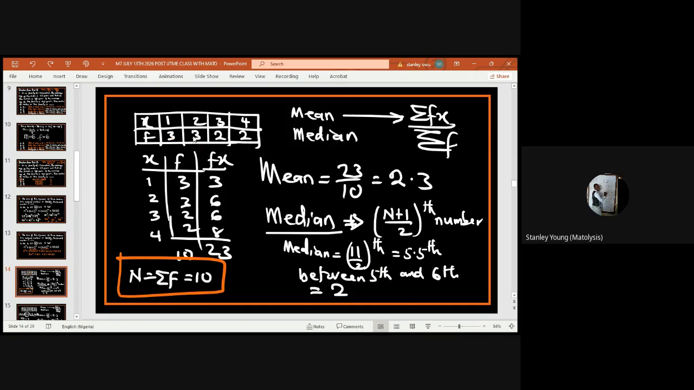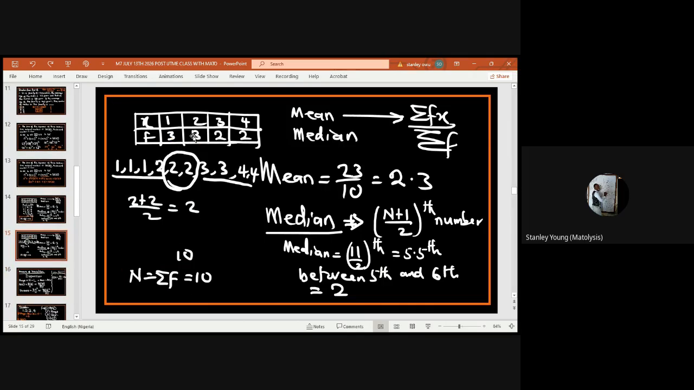And I said an alternative way is to write it out. Like in this case, 1 appears 3 times, write it out. 2 appears 3 times, write it out. 3 appears 2 times, write it out. 4 appears 2 times, write it out. So in this case, the median is going to be between 2 and 2, and that's 2.